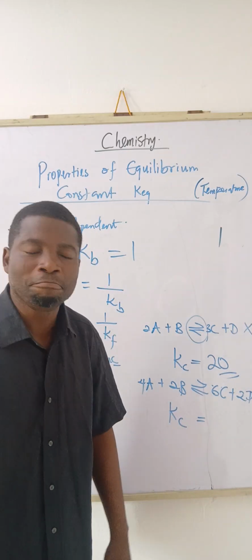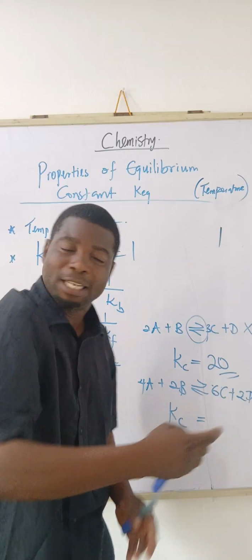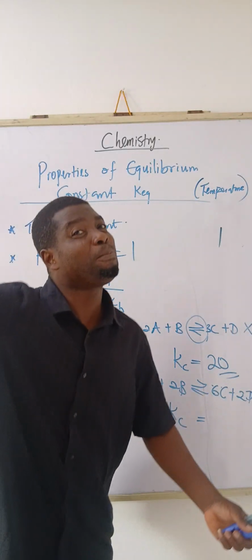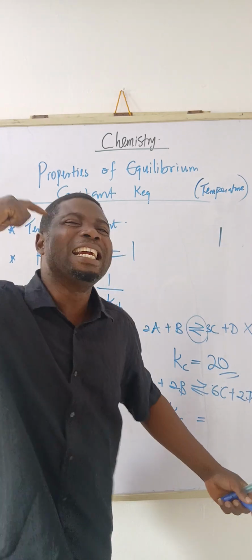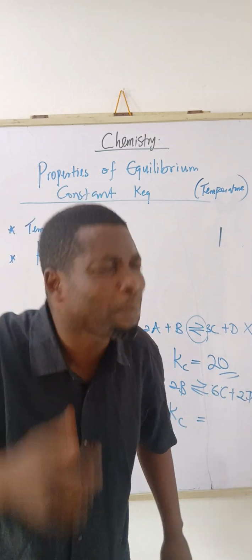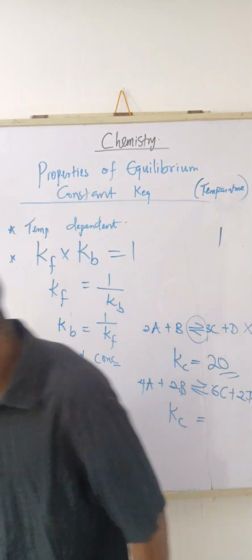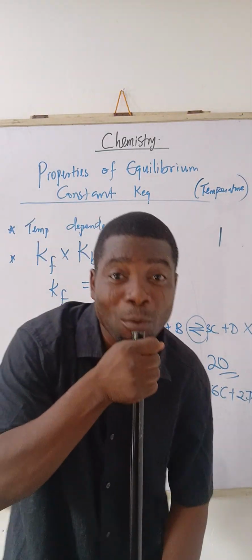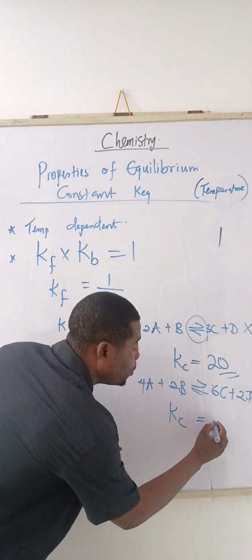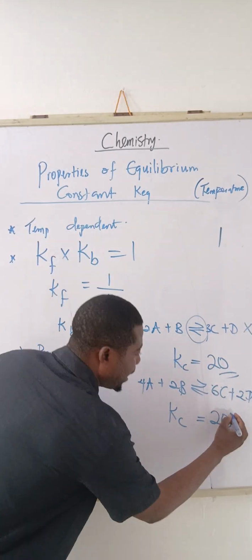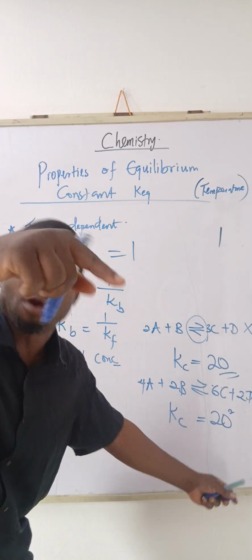No, no. The new equilibrium constant will be the old equilibrium constant raised to the power of the factor you multiplied by. Raised to power, not multiply. Raised to power. Therefore, this thing will now become 20 to the power 2, since 2 is the factor multiplied by. That is the new equilibrium constant.